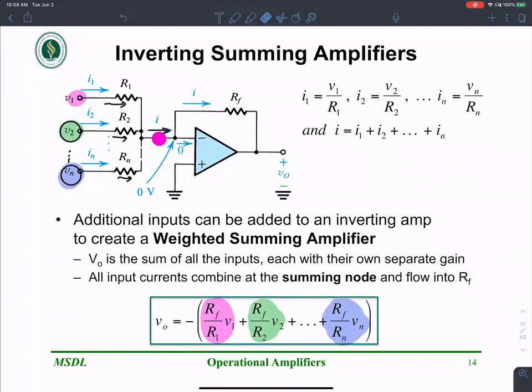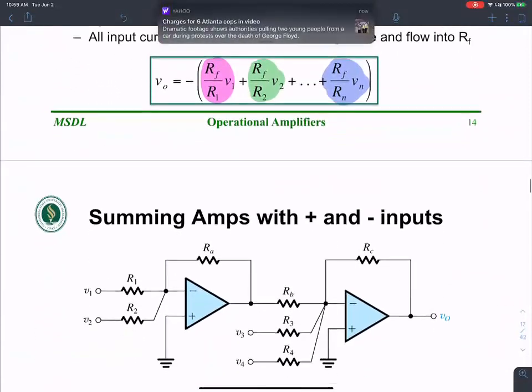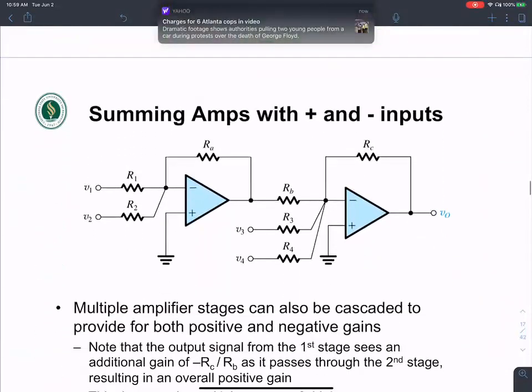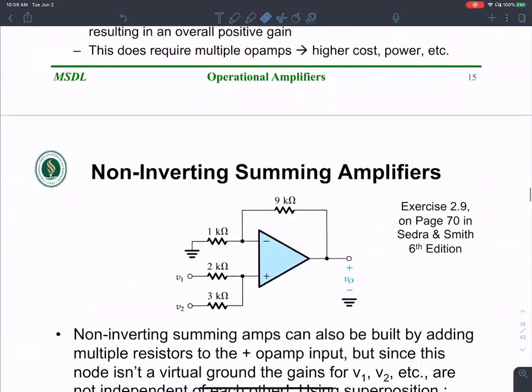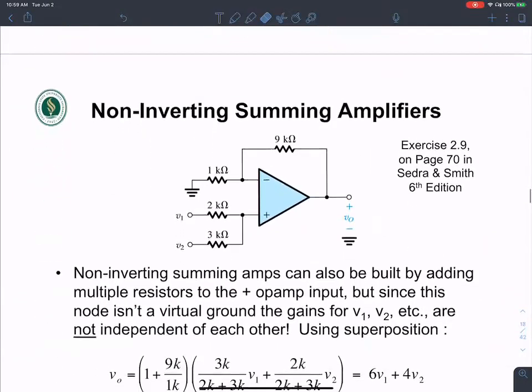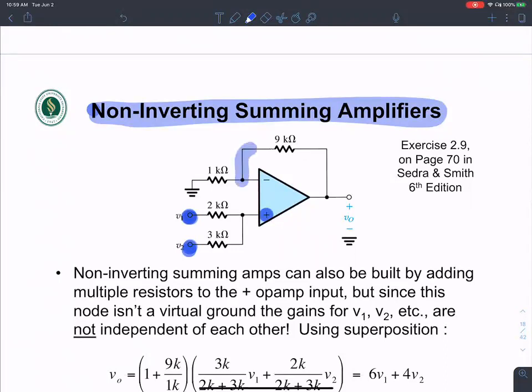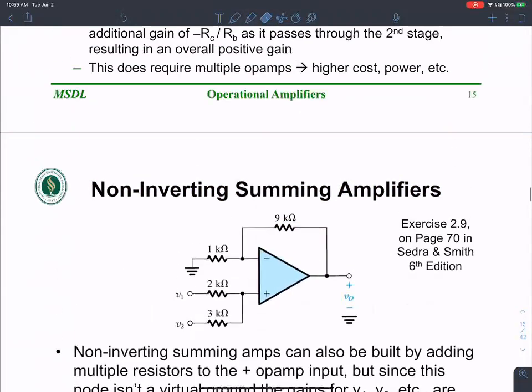So, we can have the same case for the non-inverting too. We can have a similar case for a non-inverting amplifier as well, a non-inverting summing amplifier, where there is more than one input tying into the positive terminal. And then there is the all familiar negative feedback loop. We'll come back to that, we'll talk about that shortly.